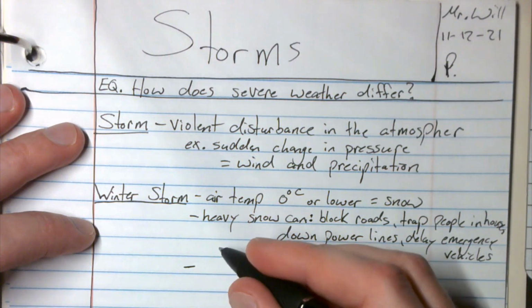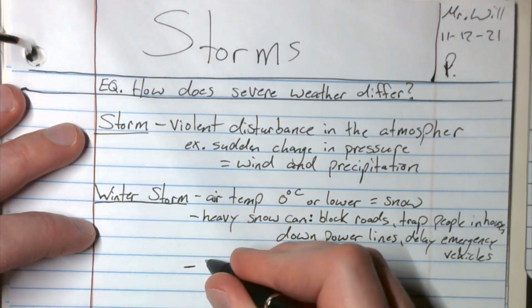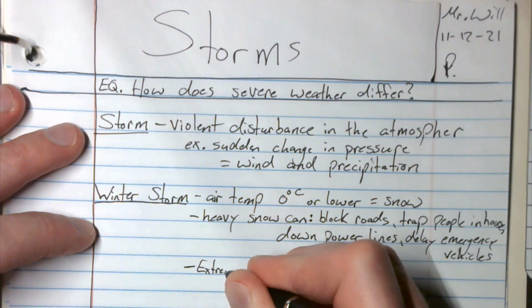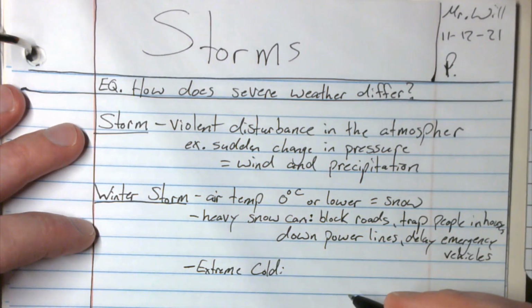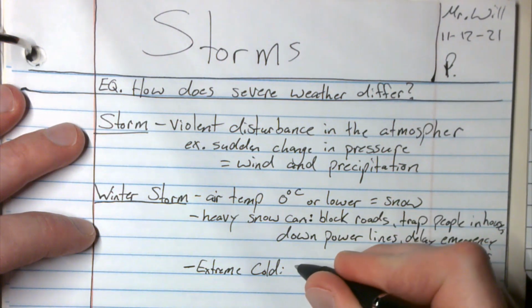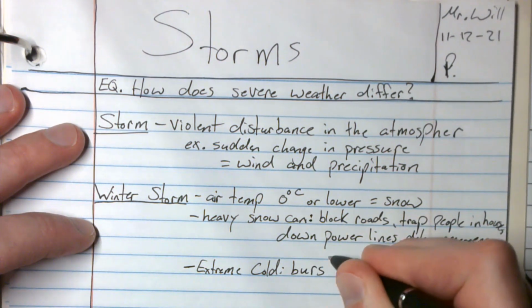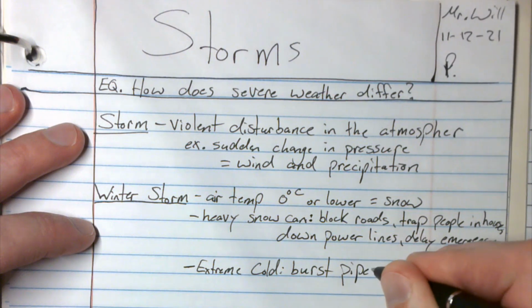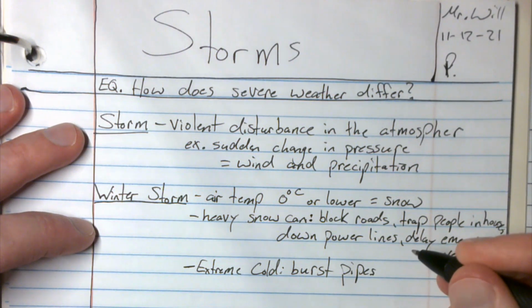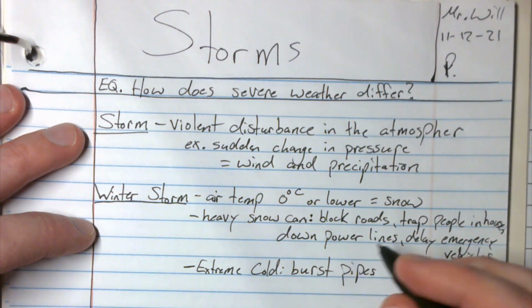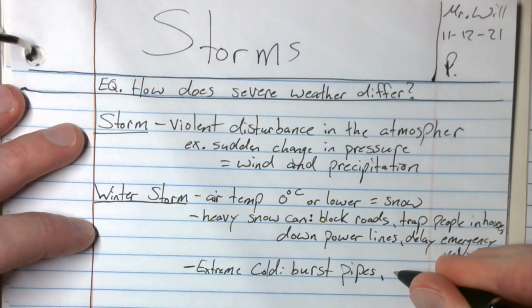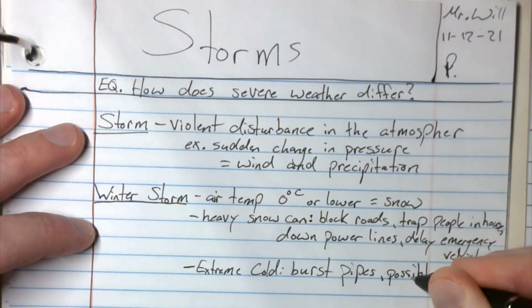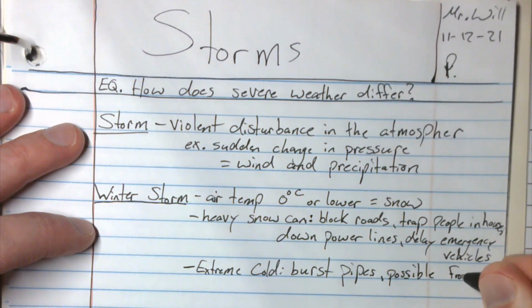The other thing, not just the snow, but one of the things that we have to deal with a lot is extreme cold. And that can actually cause burst pipes, and it can be possible frostbite.